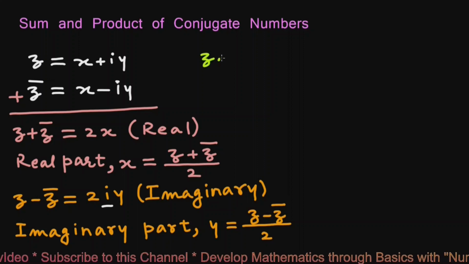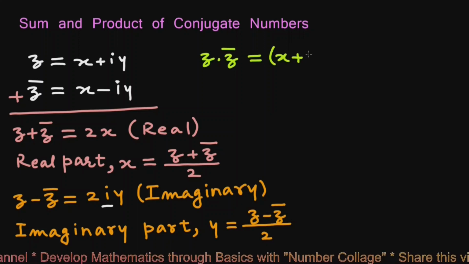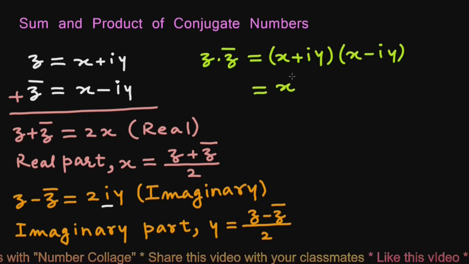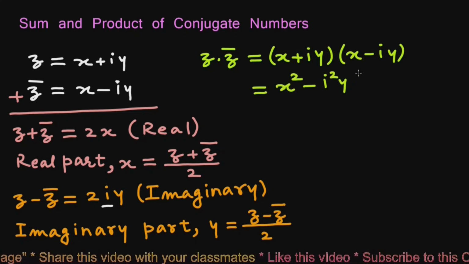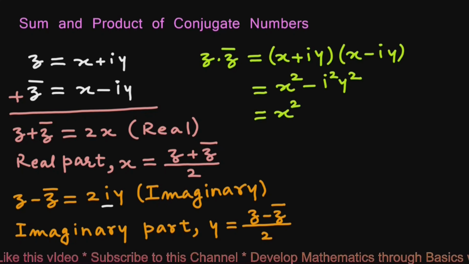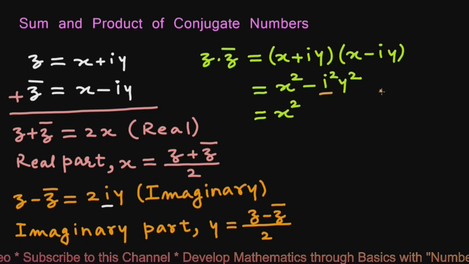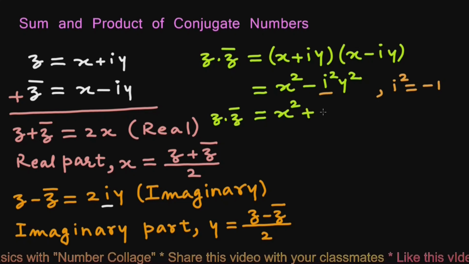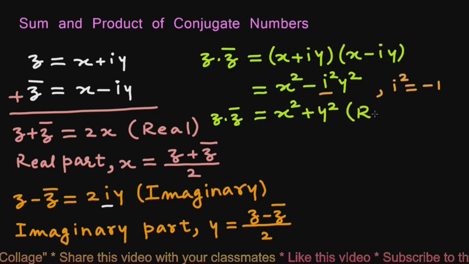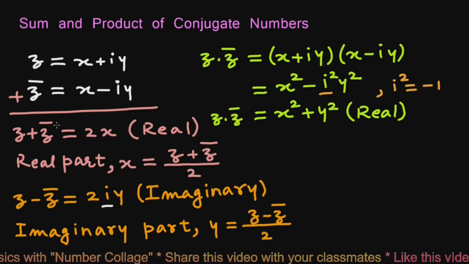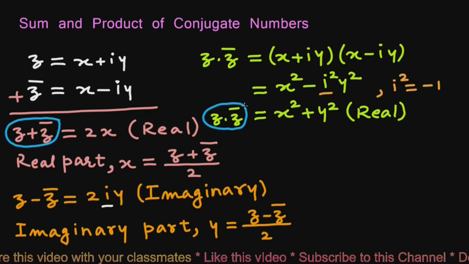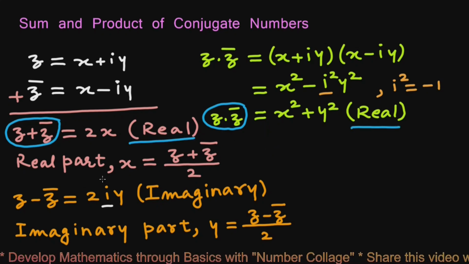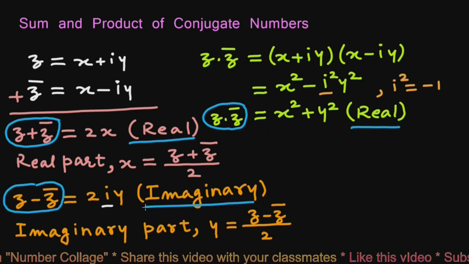Now z into z bar will be (x plus iy) into (x minus iy), that will be x square minus i square y square, and since this i square is minus 1, z into z bar will be x square plus y square, which is real. So what we get here is that the sum and product of two complex conjugates are real and their difference is imaginary.